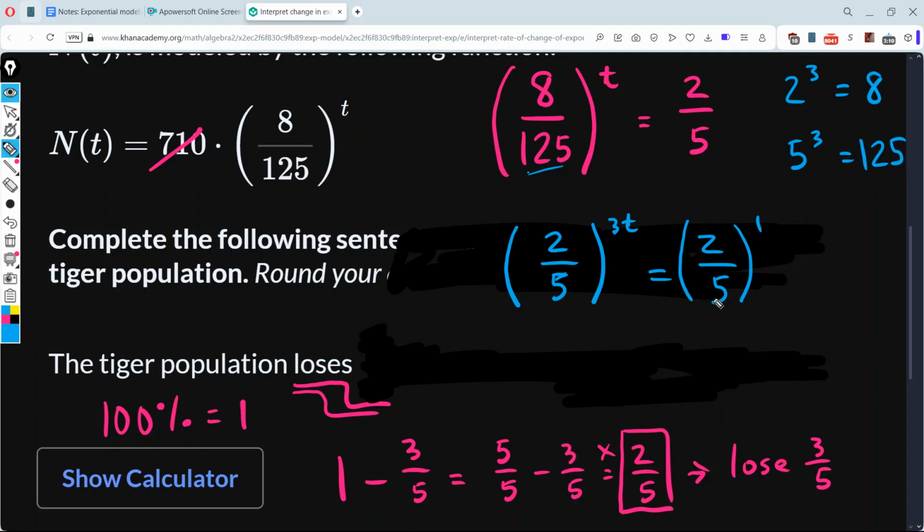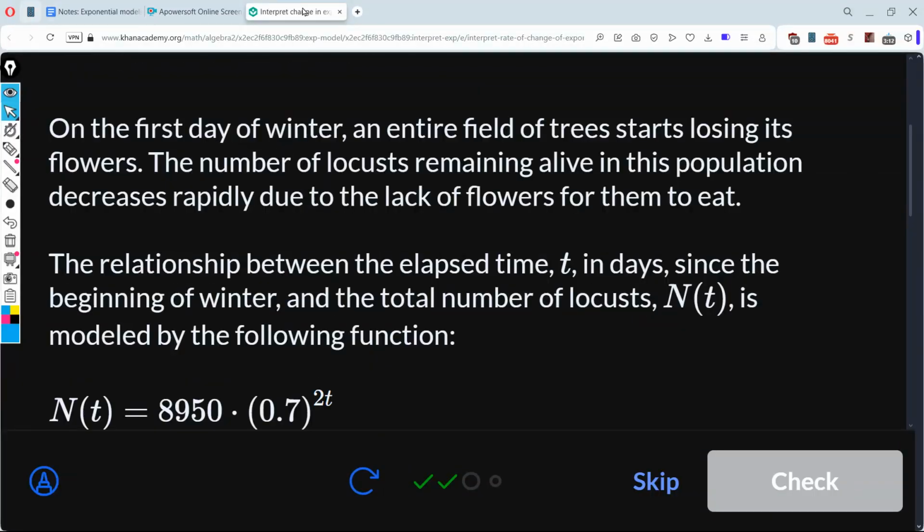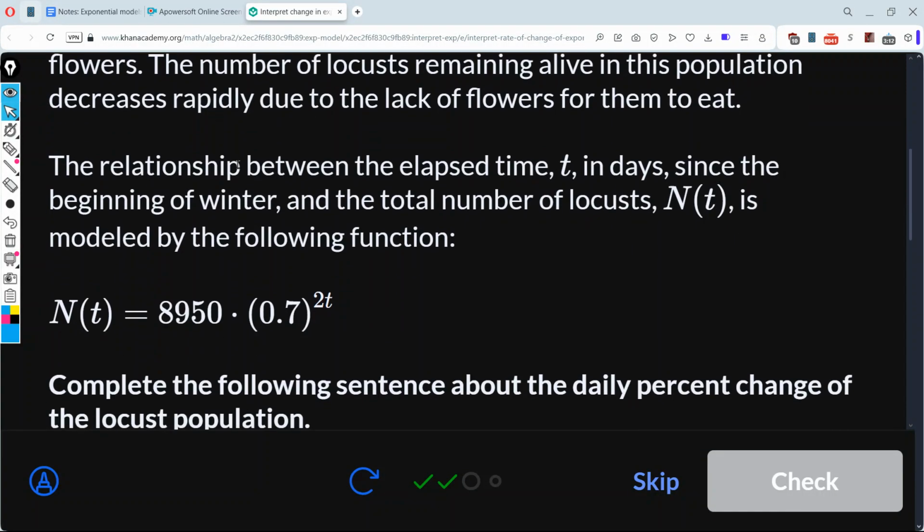All right, so now that we have matching bases, we can match up the exponents. 3t equals 1. And this is t times 3. The opposite of times 3 is divided by 3. The 3's cancel. And t is just 1/3. And that's your final answer. That is how often you are multiplying by 2/5 every 1/3 days or decades, whatever it was. All right, 1/3. All right, some of the write-up you can ignore here.